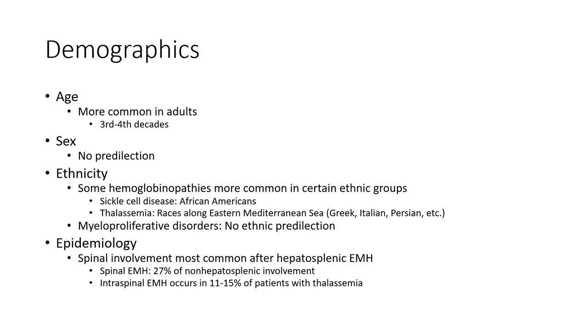extramedullary hematopoiesis. Spinal extramedullary hematopoiesis occurs in 27% of men with hepatosplenic involvement. Intraspinal EMH occurs in 11 to 15% of patients with thalassemia.